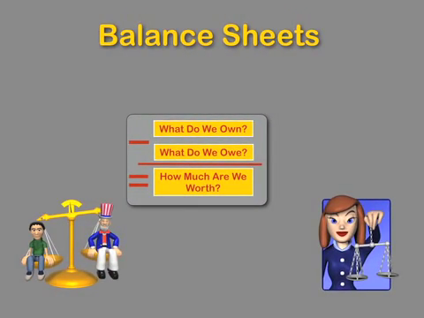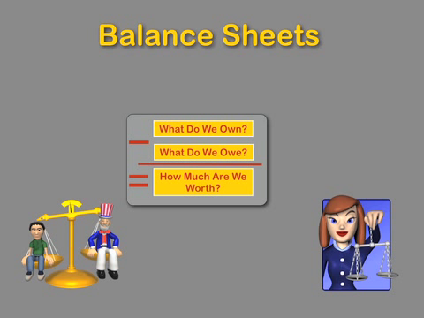Hang on, because we're on the home stretch now. The final type of financial statement is the balance sheet. The three questions the balance sheet answers are: what does the business own, called assets? What does the business owe, called liabilities? And how much is the business worth?